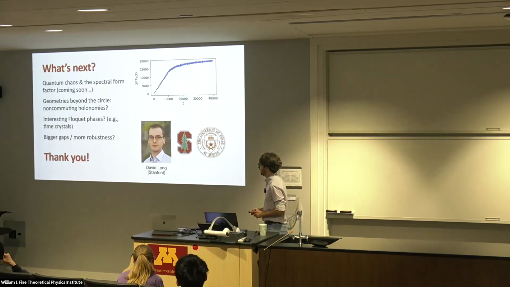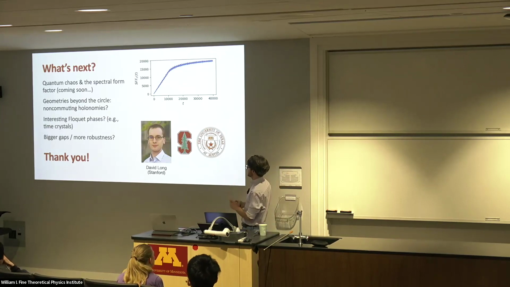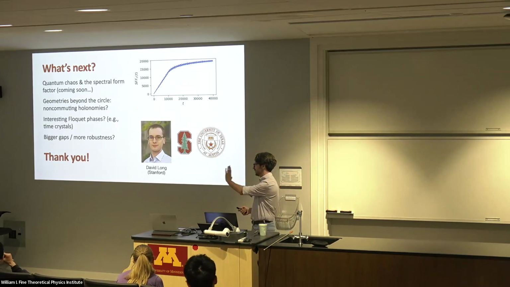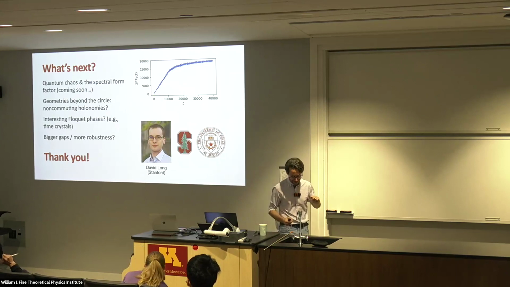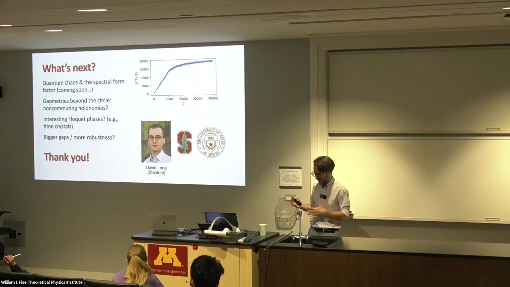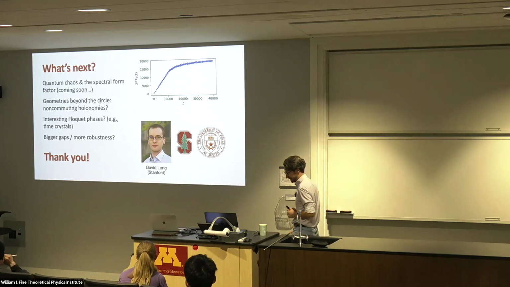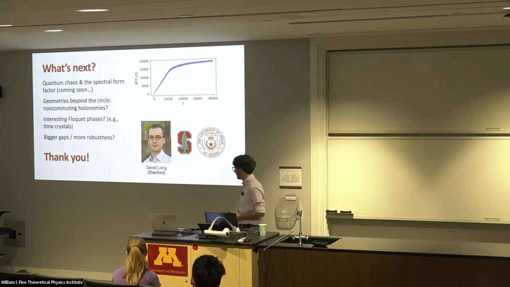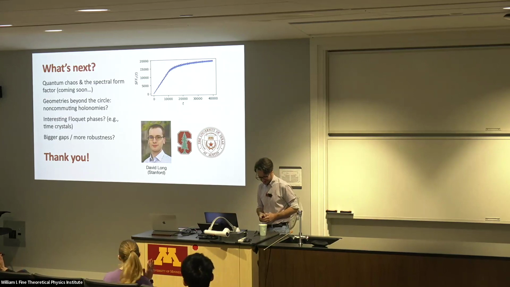Okay, so concluding, what else can we do with this? I have some exciting preliminary results on spectral form factor, which connects to quantum chaos, and then we can ask a bunch of other questions. But in general, I think this is an interesting model where we can learn some new lessons about many-body physics from learning more about quantum information, let's say. Okay, so thank you. I'll take any questions.